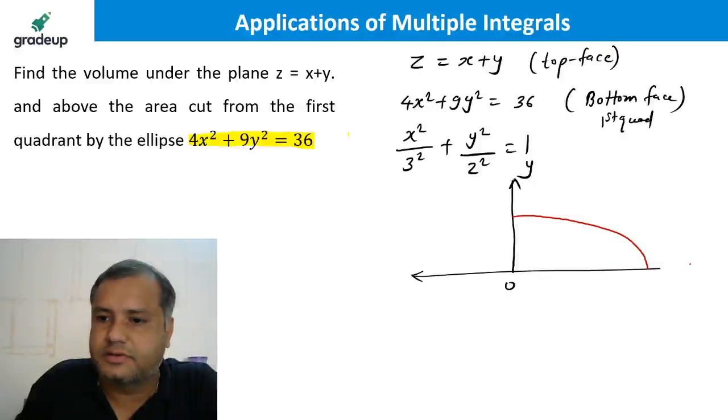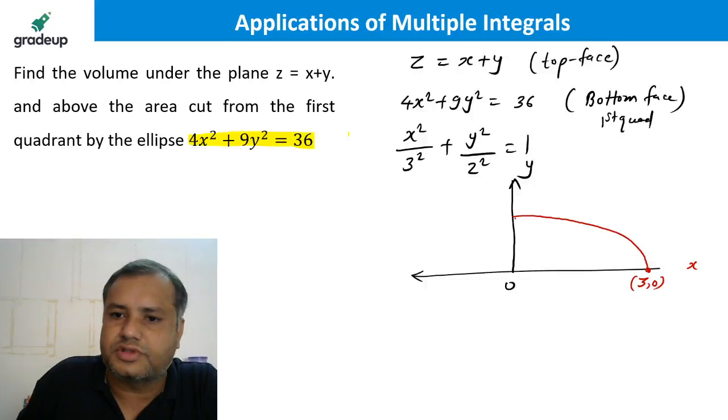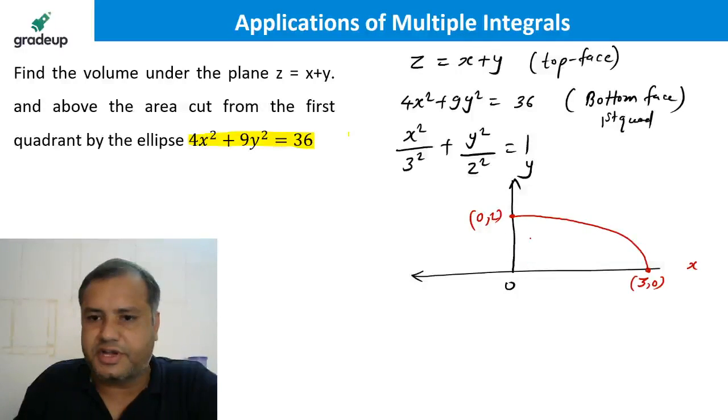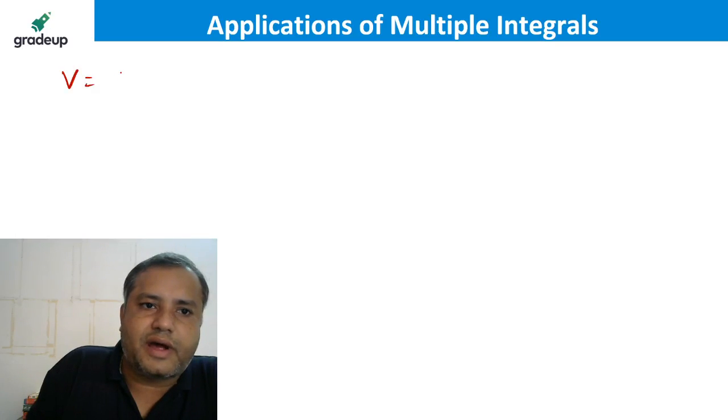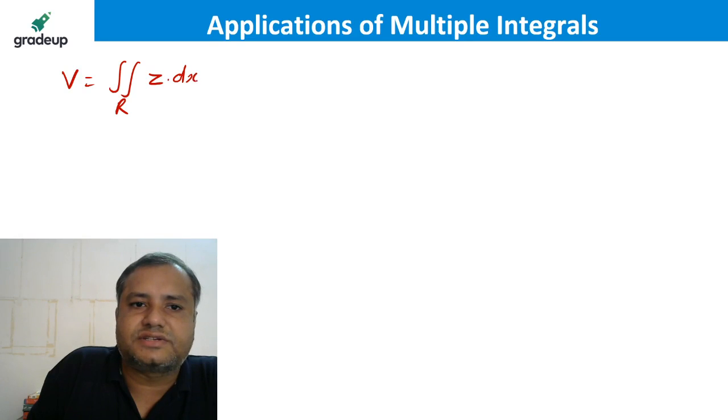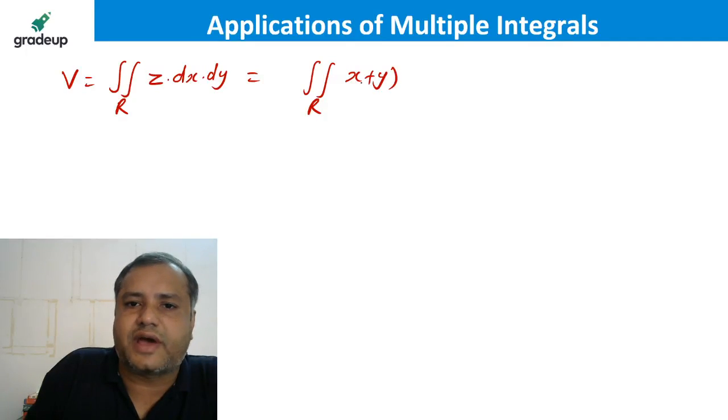So this point is on the x-axis, so 3, 0. This point is on the y-axis, so 0, 2. So this is the region of integration. Sir, how to calculate the volume? Volume can be calculated by double integration over the region R, z dx dy. Okay, sir. So double integration over the region R. What is z? Sir, z is given as x plus y in the problem.